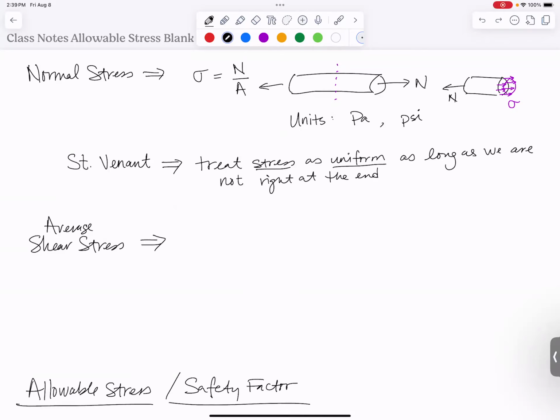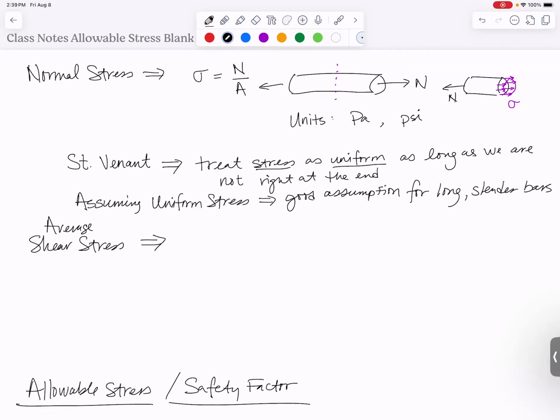This is a principle rather than an exact quantitative thing. So assuming the stress is uniform over the entire bar is typically a good assumption for long, slender bars. And again, it's a principle, so we want the length to be bigger than approximately 10 times the diameter. We'll sometimes use it for shorter, less slender bars, but it becomes a better and better assumption the longer and more slender those bars are.